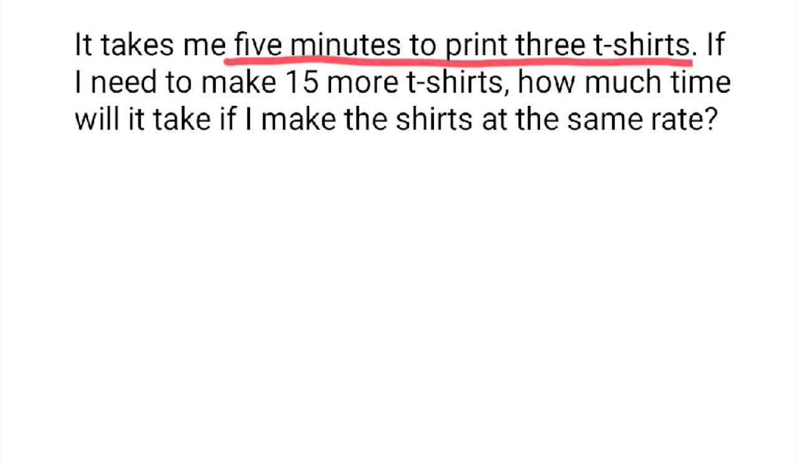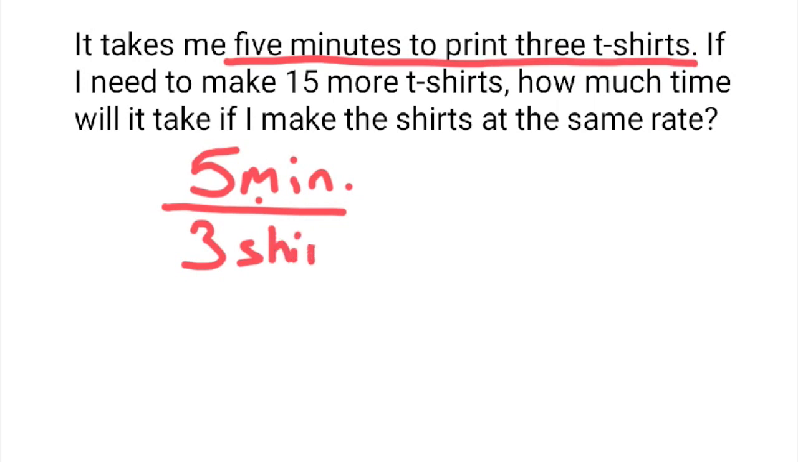Alright, so I see a ratio here. 5 minutes to print 3 t-shirts. And I'm going to write that ratio like a fraction. So 5 minutes, and I make sure I label it. 5 minutes over 3 t-shirts. Then I can see I have part of another ratio. I need to make 15 more t-shirts.